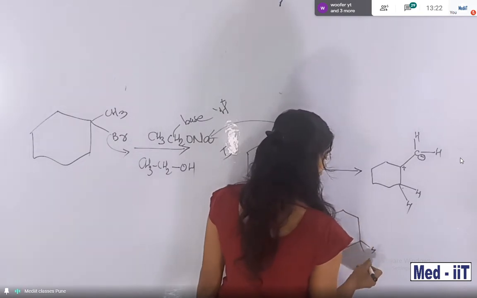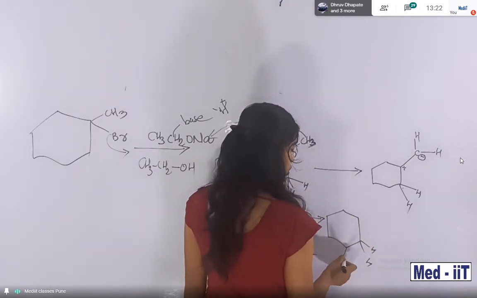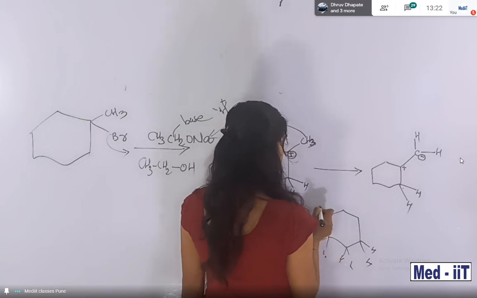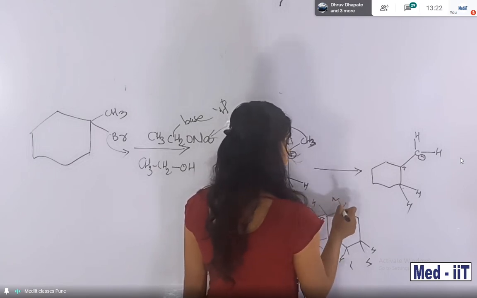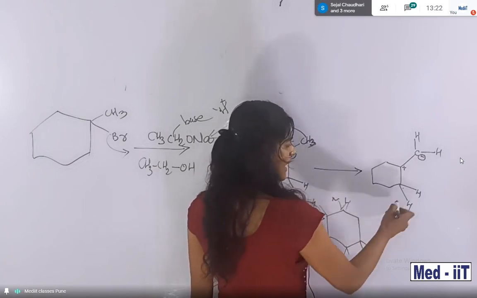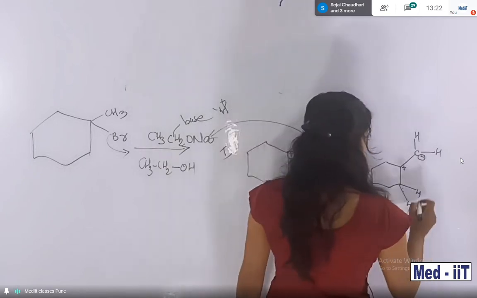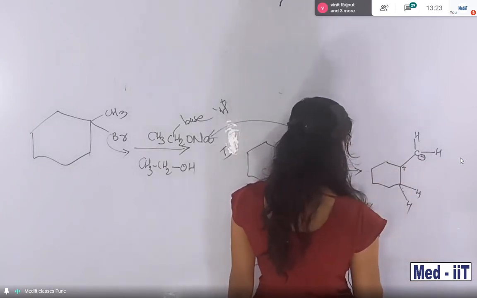Here is hydrogen and hydrogen, no doubt. Here also hydrogen, here also hydrogen, here also two hydrogen, here also two hydrogen. Anyone you can check, but I selected this one only. Then forming a bond, so forming a double bond.